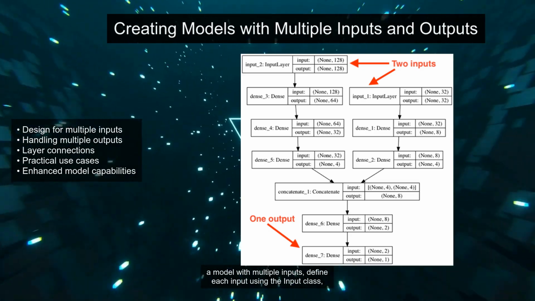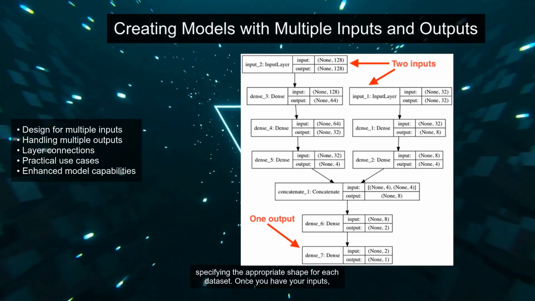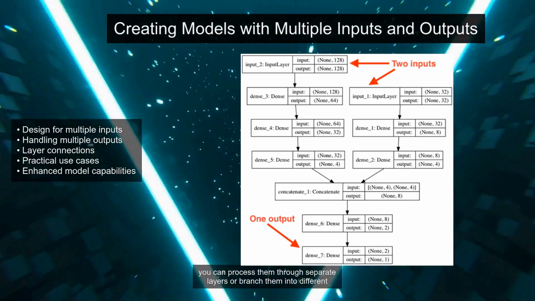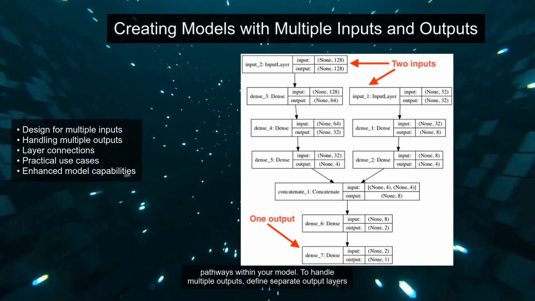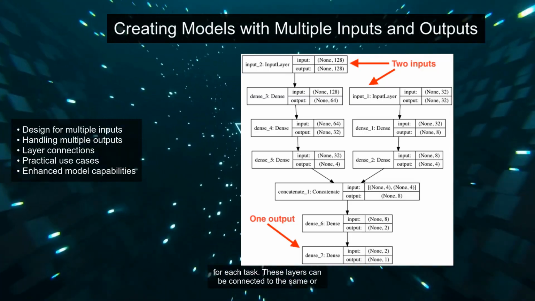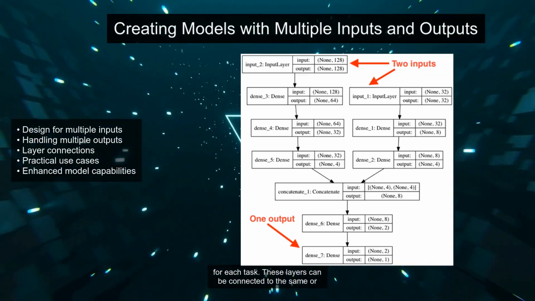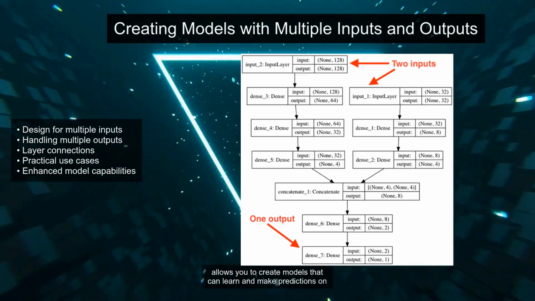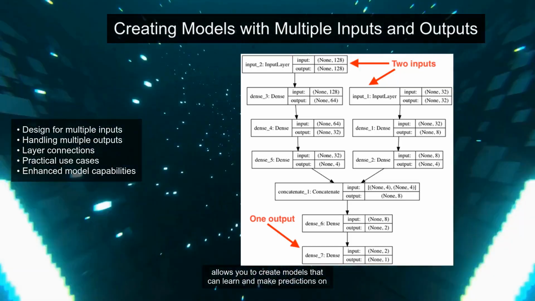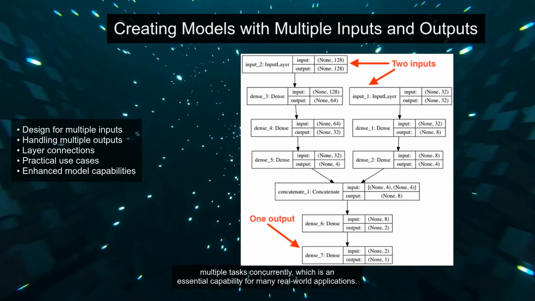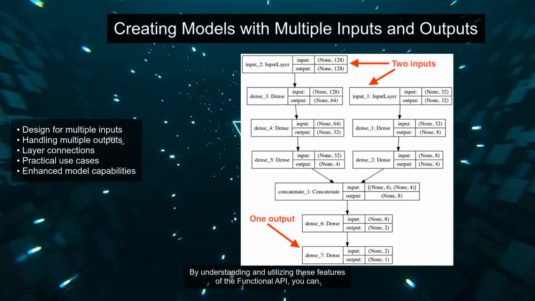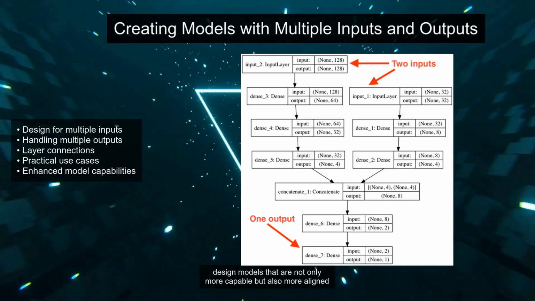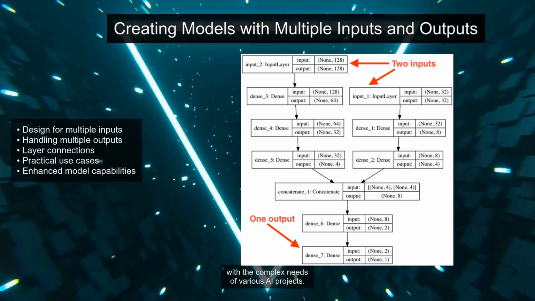To create a model with multiple inputs, define each input using the Input class, specifying the appropriate shape for each dataset. Once you have your inputs, you can process them through separate layers or branch them into different pathways within your model. To handle multiple outputs, define separate output layers for each task. These layers can be connected to the same or different paths within the model, depending on your specific requirements. This approach allows you to create models that can learn and make predictions on multiple tasks concurrently, which is an essential capability for many real-world applications. By understanding and utilizing these features of the Functional API, you can design models that are not only more capable but also more aligned with the complex needs of various AI projects.